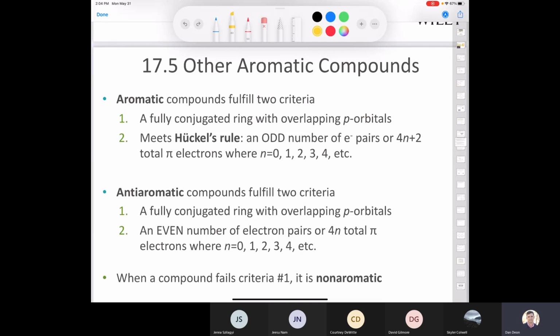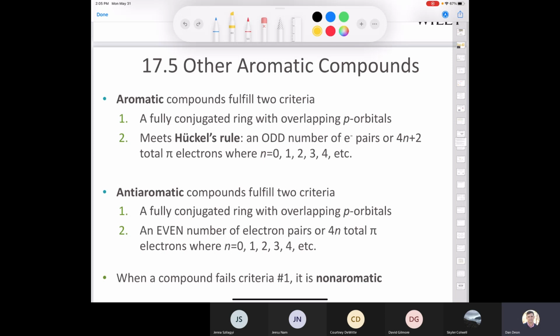All right, so here we go. Aromatic versus anti-aromatic. Aromatic compounds fulfill the 2 criteria. You've got a fully conjugated ring with overlapping p orbitals, good enough, and then it's got to have a Huckel number, okay? Huckel number of electrons. So you have an odd number of electron pairs, or you've got 4n plus 2 total pi electrons.